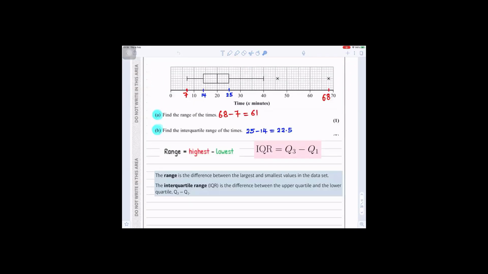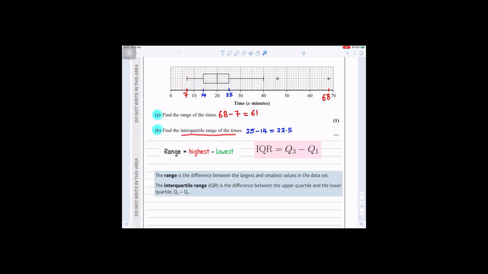The range is given by the highest minus the lowest. The highest is 68 minus 7, which gives you 61.